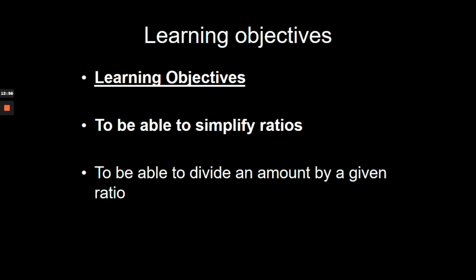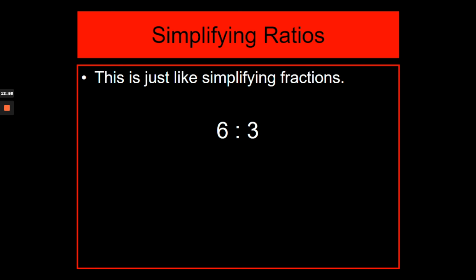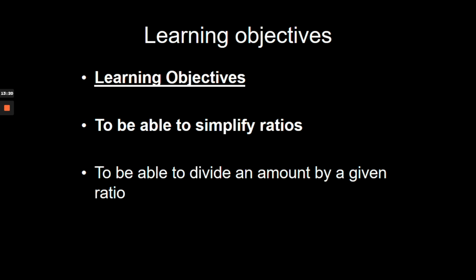Split £30 in the ratio 2 to 8. How do we do it? So can you write down how you do it first before you check? Pause the screen. Okay, and this is how we do it. How many parts altogether? So 2 add 8 equals 10. Work out what 1 part is worth. So 30 divided by 10 equals 3.